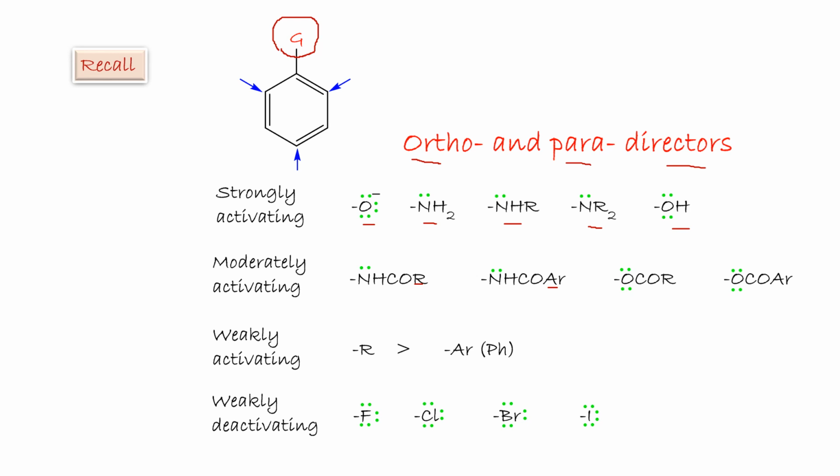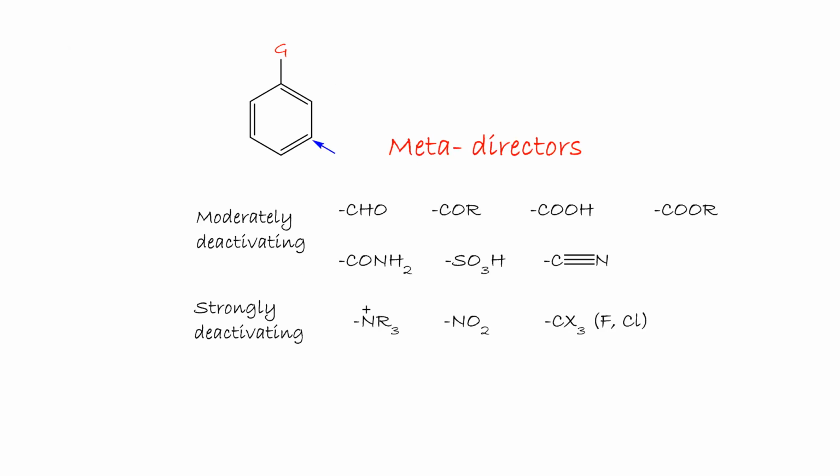Weakly activating: alkyl group, and an alkyl group is stronger than an aryl group. Finally, we have weakly deactivating, the halogen family: fluorine, chlorine, bromine, iodine. These are ortho-para directors.